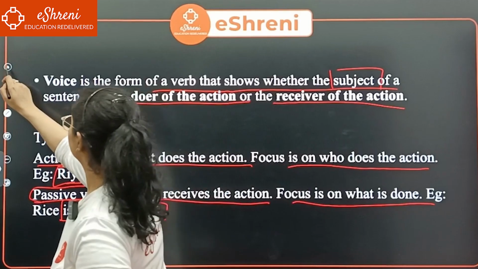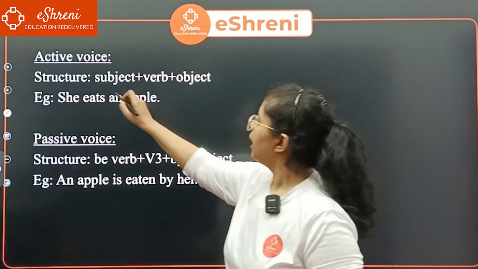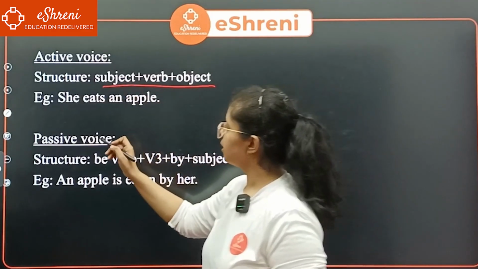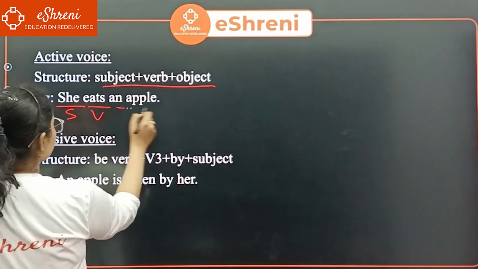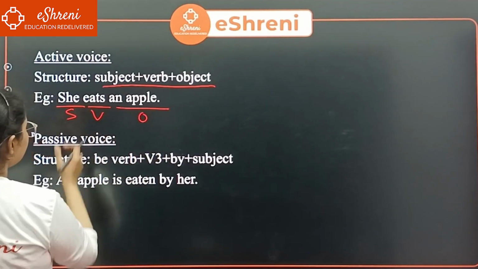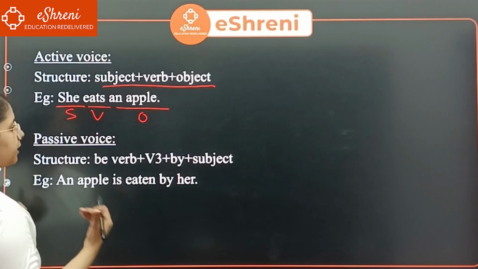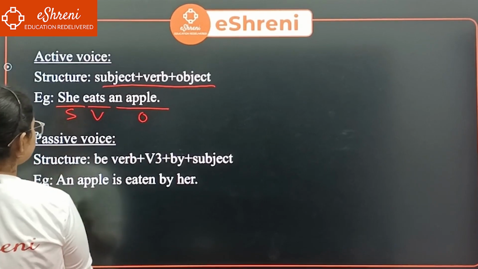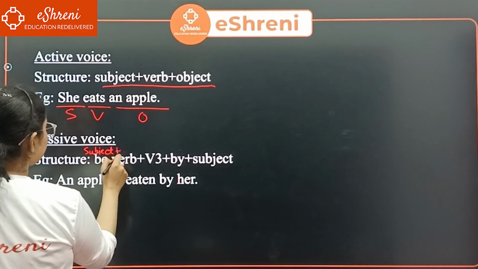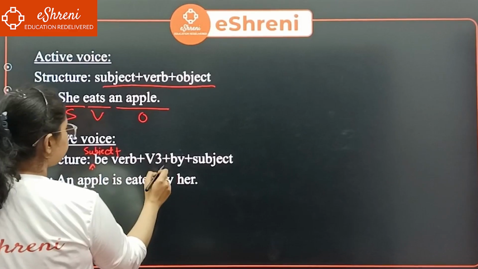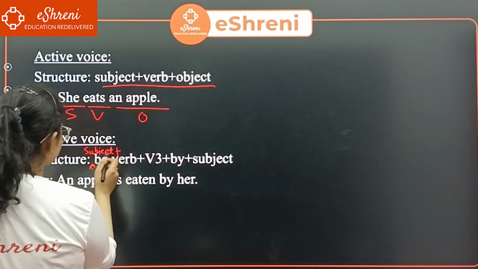Next, the structure of active and passive voice. Active voice has subject plus verb plus object. Here, she is the subject, then the verb, and apple is the object part. This subject, verb and object is the general English sentence structure. Then the structure of passive voice: first the subject will come here, then be verb, and then V3, that is the past participle form of the verb, then by, and then the subject. Oh, here that is the object actually.